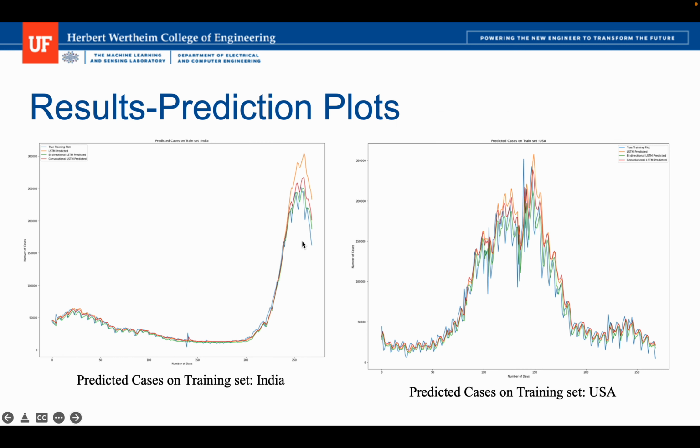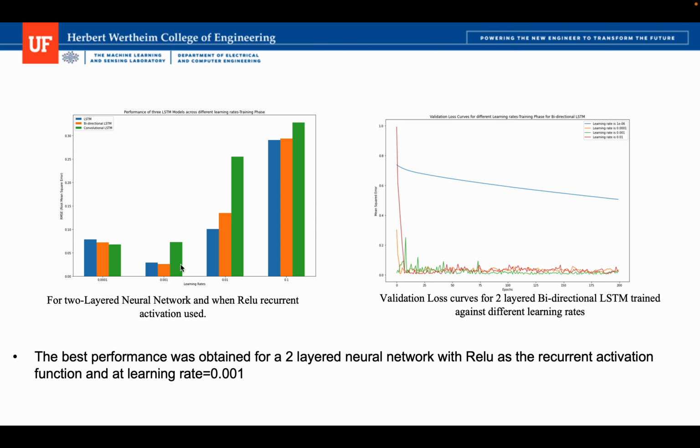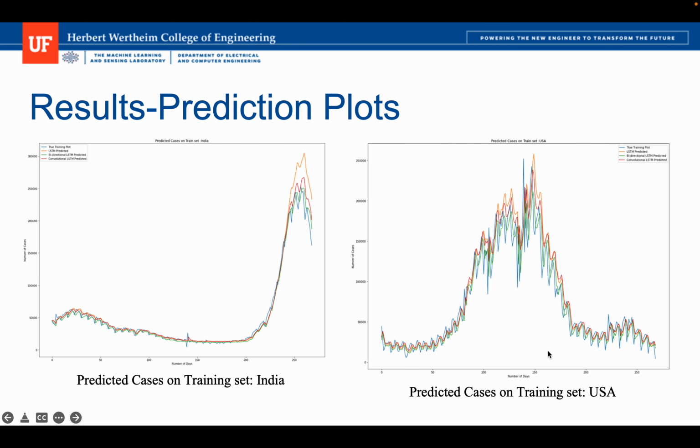So the finally obtained hyperparameters are stated here. This is the learning rate, and the 2-layer neural network uses ReLU as the recurrent activation function. So the results are these. The bidirectional LSTM performed better than the other 2 models. This is for the prediction on the training data.